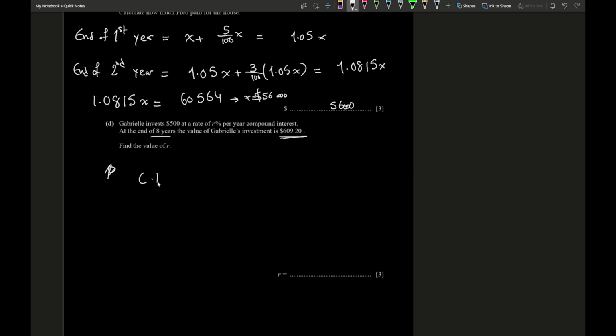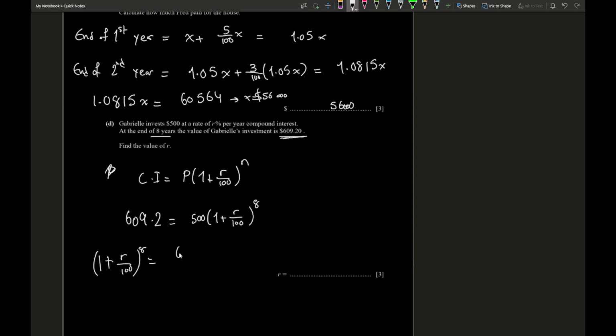So we know that the compound interest formula is equal to the principal amount times 1 plus the rate over 100, all raised to the power of n, which is time in years. Okay, compound interest is equal to 609.2, which is equal to the 500 times 1 plus the r, which we're looking for, over 100, all raised to the power of 8. And then you'll divide by 500 from both sides. So 1 plus r over 100 all raised to the power of 8 is equal to 609.2 divided by 500.